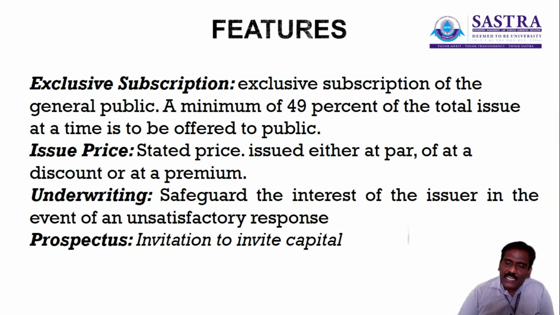The second important feature associated with the pure prospectus method is the issue price. It's a stated price at which the investors are going to invest. The issue can be at par, at a discount or at a premium, depending on prevailing market conditions and prevailing norms given by the Securities Exchange Board of India. The company can decide the price at which they are going to collect the capital from the market.